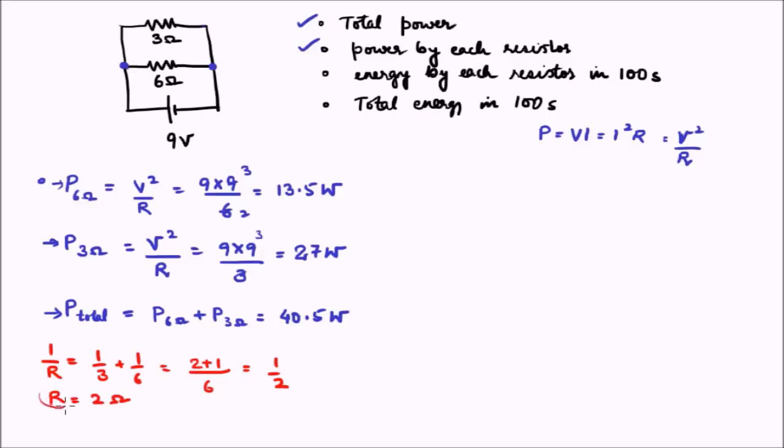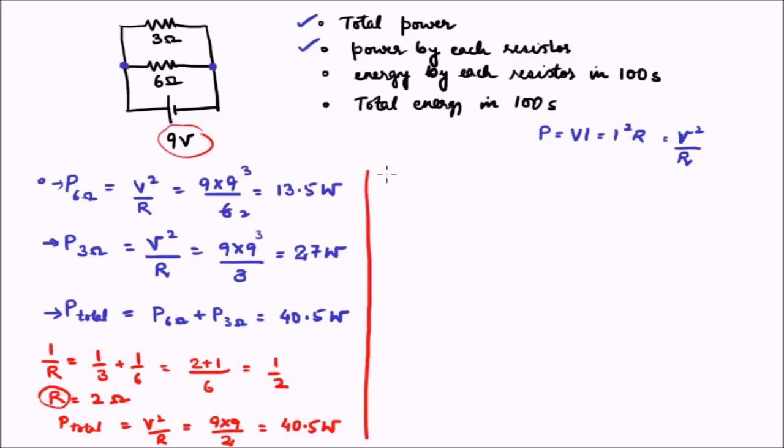Now if I use this equivalent resistance, and if I use the 9 volt voltage, what is the total power? Power total will again use the same relation V square upon R, but now the R will be the total R of the circuit, and voltage will be the same, 9 volt. So 9 times 9 upon 2, this is 81 upon 2, that is 40.5 watt. So by this alternative method also we got the same power output. That verifies that our calculations are right.